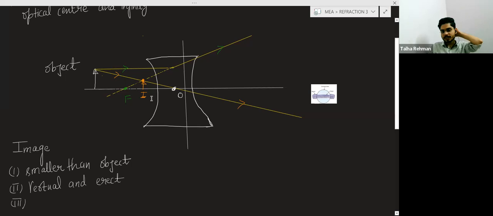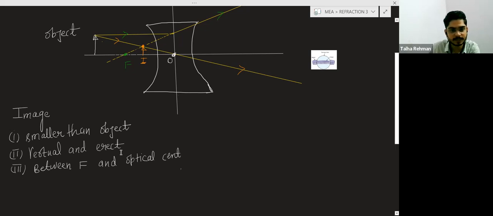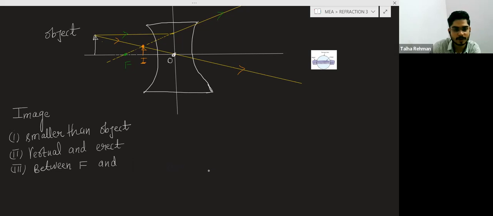Position of the image. So see, the image is in between focus and the optical center. So position of the image is between focus, F means focus, and optical center. Write the optical center as O. F and O.